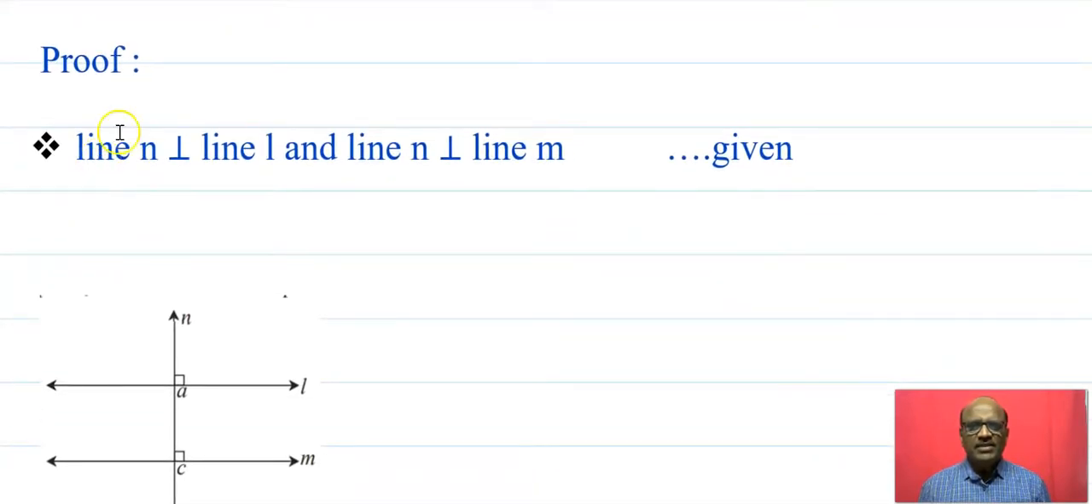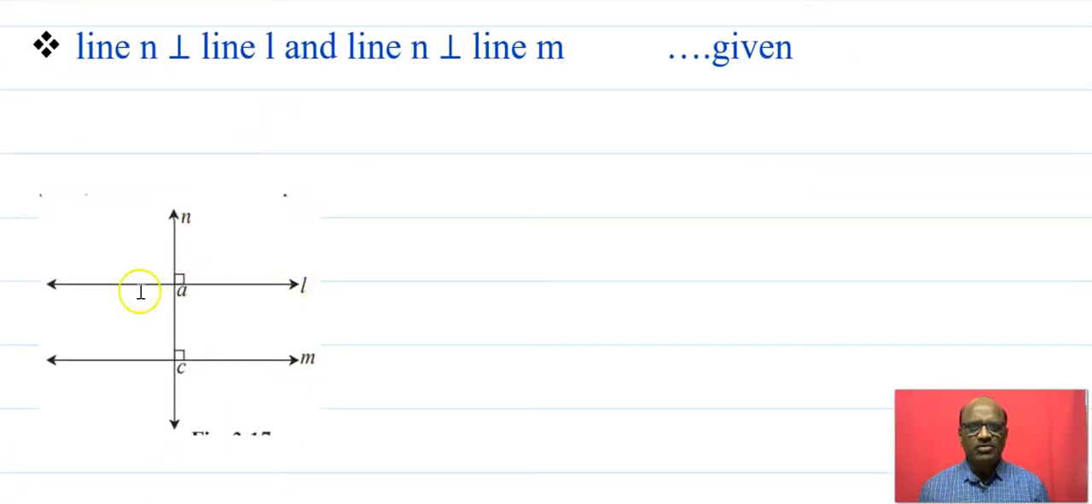Now line N is perpendicular to line L. In this figure, line N is perpendicular to line L, and again line N is perpendicular to line M. Now see this here. Here the measure of angle is 90 and the other is 90. These are the corresponding angles. As these are the corresponding angles, they are congruent, and hence line L is parallel to line M.